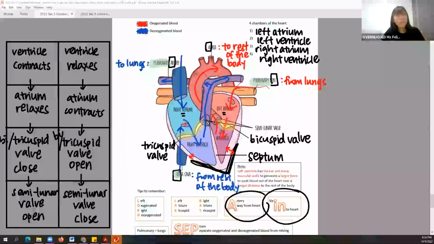We don't want that to happen because it won't be efficient. We want blood to always flow one way. That's why you make sure that the yellow color door, the tricuspid or bicuspid, must be closed when the ventricle contracts, so that blood cannot flow backwards, but it will flow forward. To flow forward, the forward door, which is the semi-lunar valve, must open so that blood can flow out of the heart. Yep, like that.